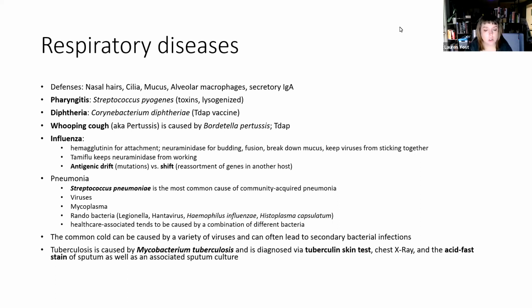Mice can transmit this. So this is going to be urine and feces that kind of dry up, and then you go sweep, and then it gets put into the air and you breathe it in and you get hantavirus pulmonary syndrome. Next, we have Haemophilus influenzae and Histoplasma capsulatum. Both of these are associated with HIV patients and those with lowered immune systems. So those are pneumonias that are not associated with hospital stays.